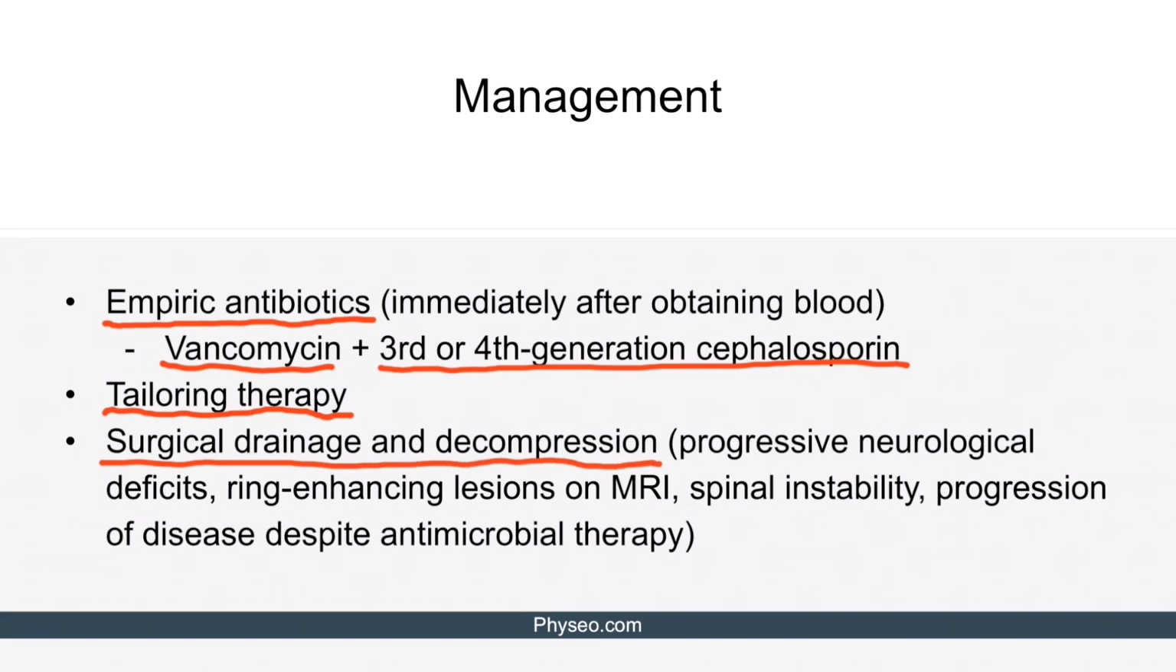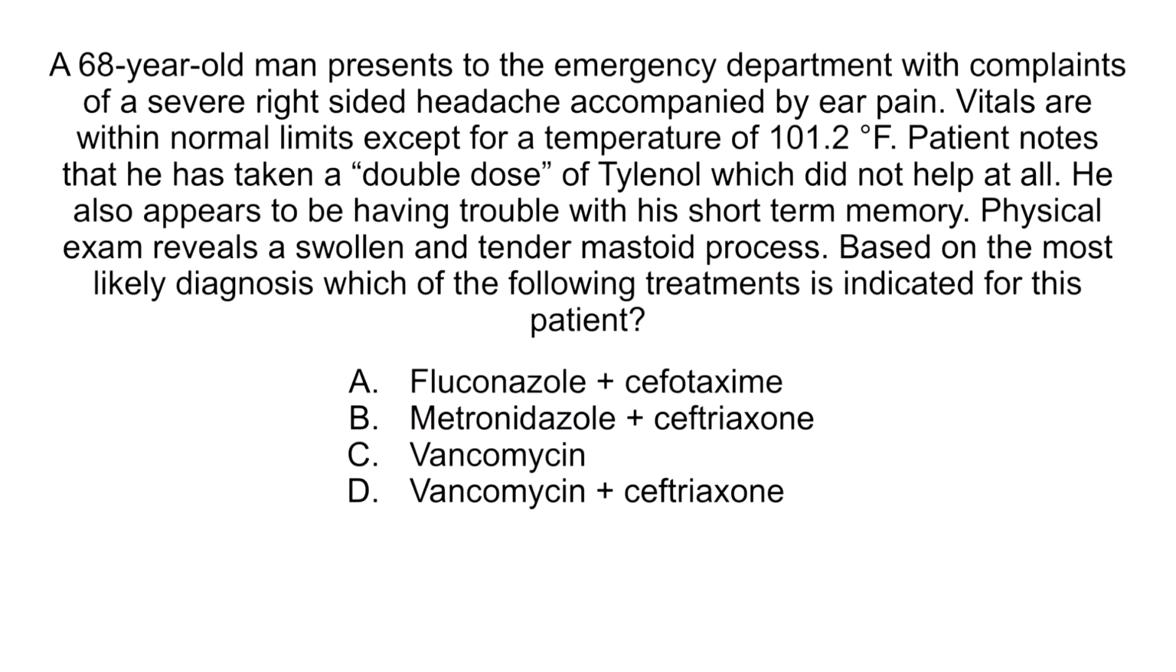And it's actually particularly important for patients with progressive neurological deficits, or any spinal instability, or if you see a ring-enhancing lesion on MRI, or if there's any disease progression despite antimicrobial therapy. And that would be especially scary. That means that you're not treating the pathogen adequately, so you're going to rely all the more on surgical removal and decompression. Now let's wrap up with a board-style question.